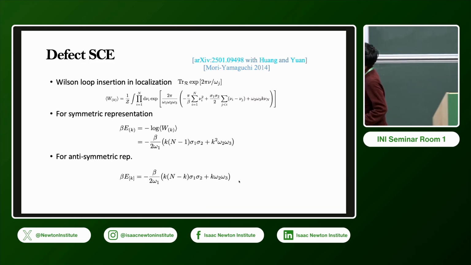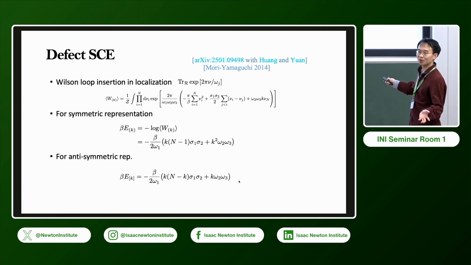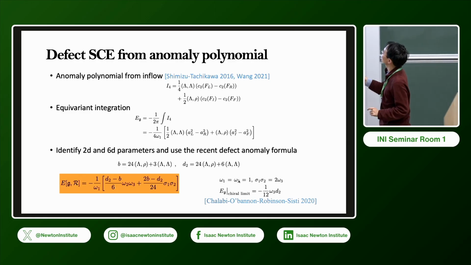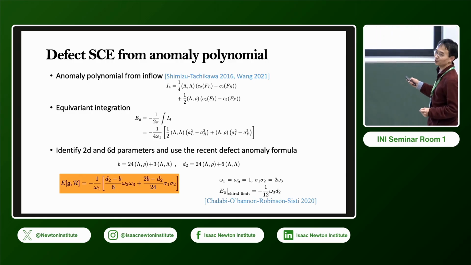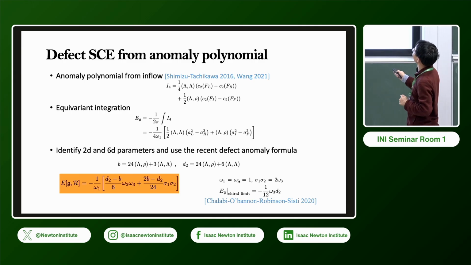This result is essentially the defect contribution to the Casimir energy. I normalized all the bulk contributions; I only pick up the defect contributions to the ground state energy. Then I get this one. So how do I know this is correct? You can check it is consistent with the equivariant integral from the anomaly polynomial. These people already obtained the anomaly polynomial for the surface defect in the 2-0 series.